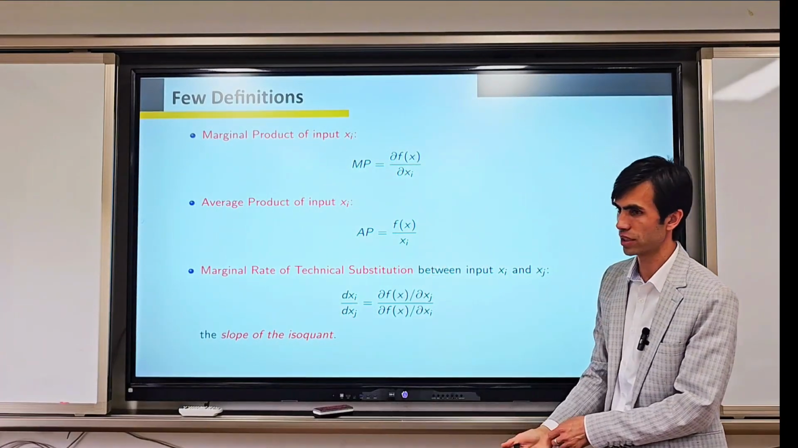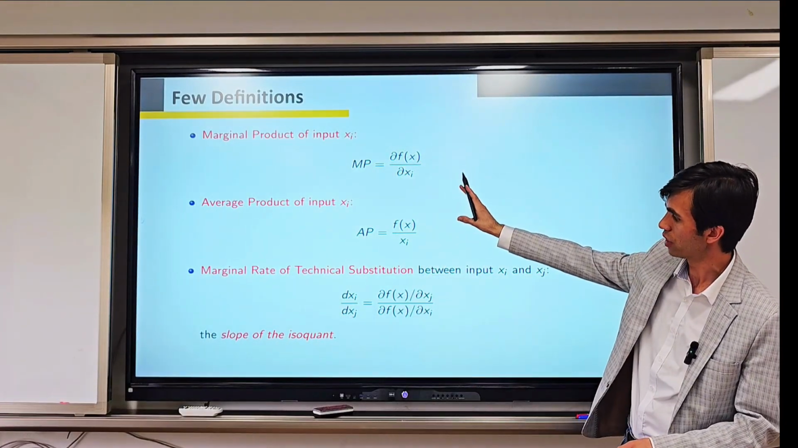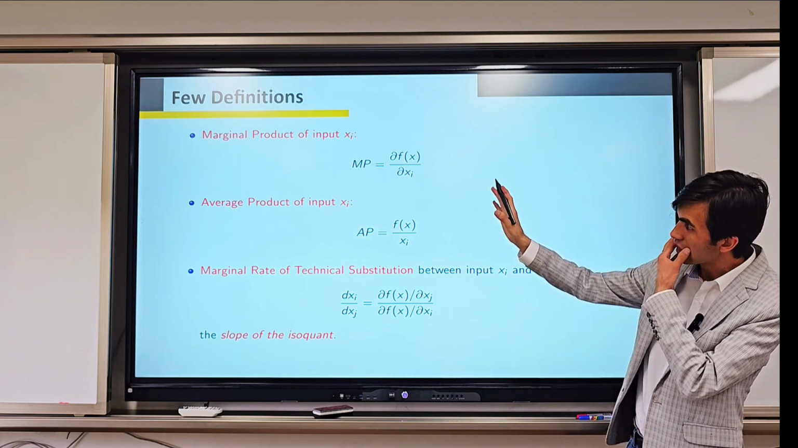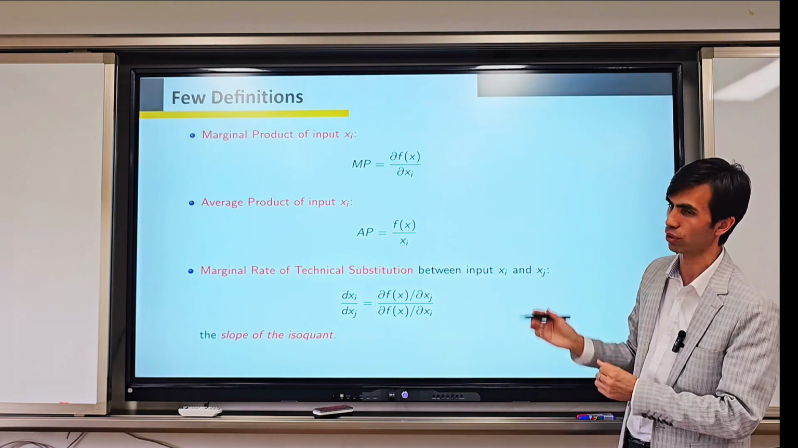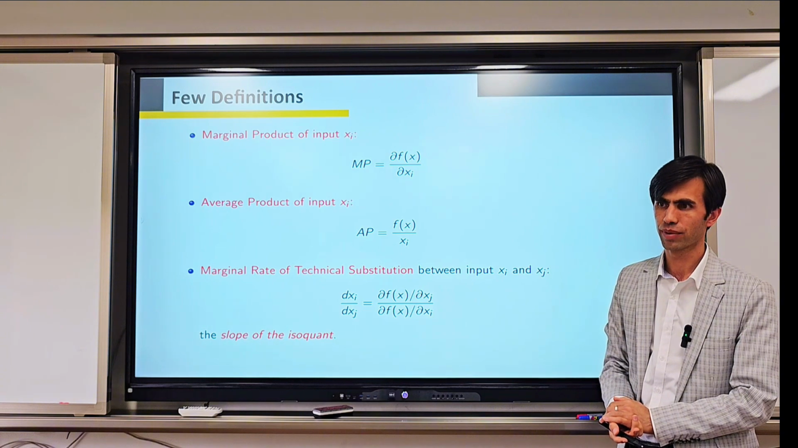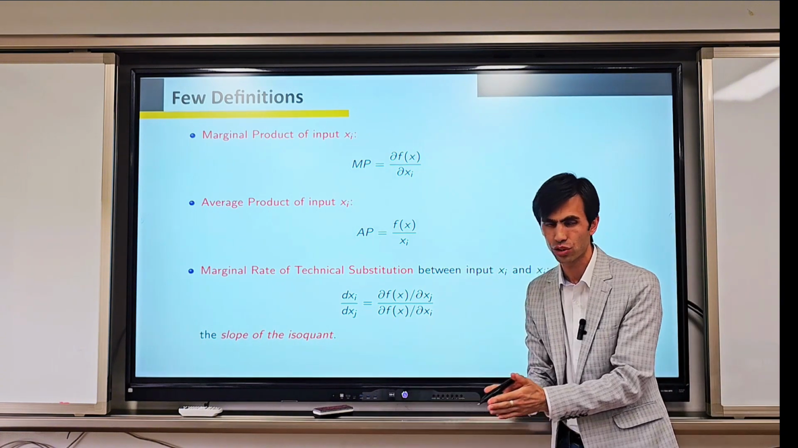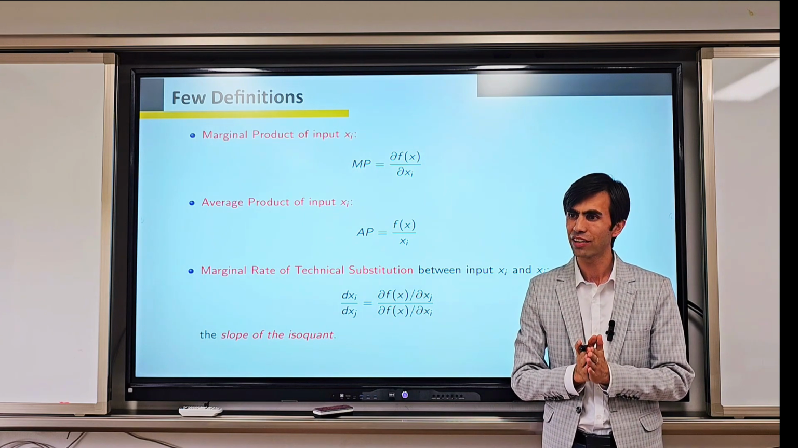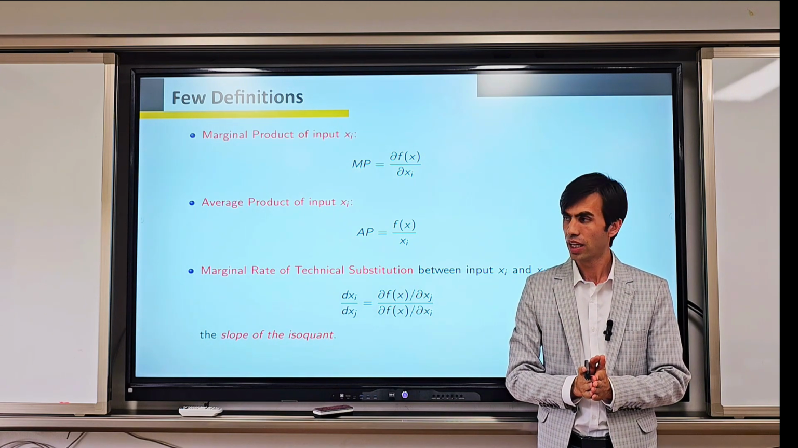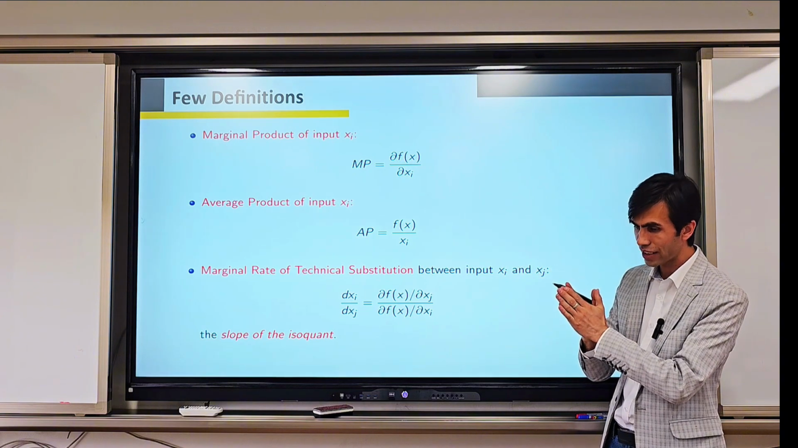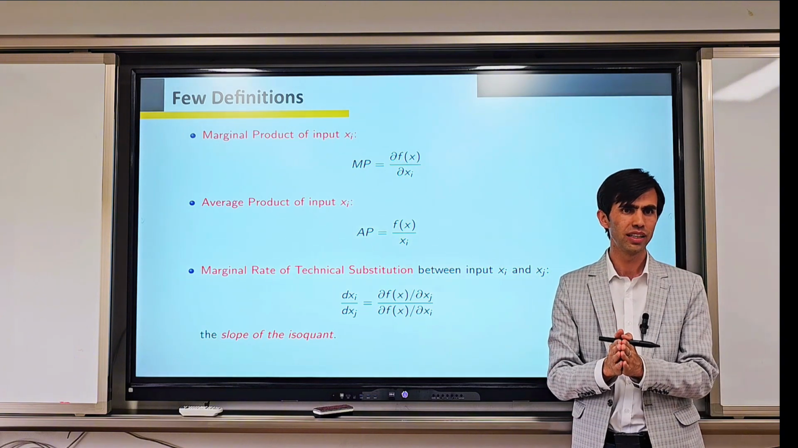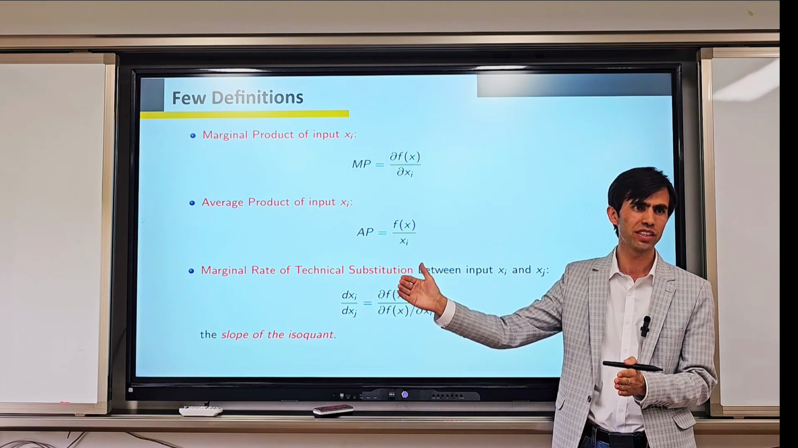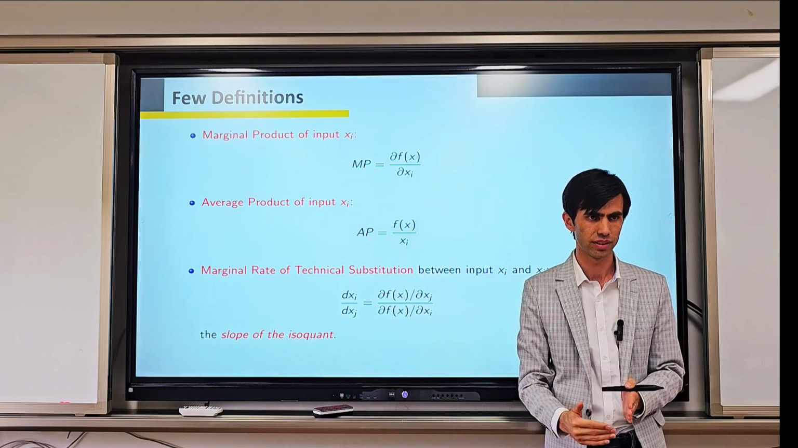So here are some other terms that we need to know, which we use for profit maximization. The first one is marginal product of input. It is a similar concept to the one we had in consumer theory, which was marginal utility. But here we have marginal product. If you remember, the marginal utility of x was equal to the partial derivative of the utility function with respect to x.